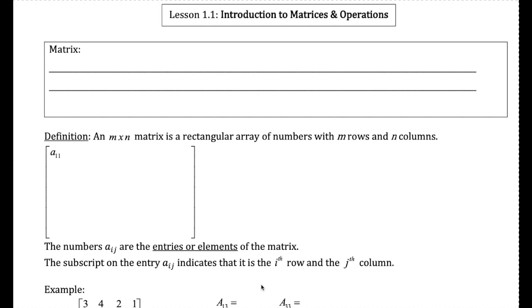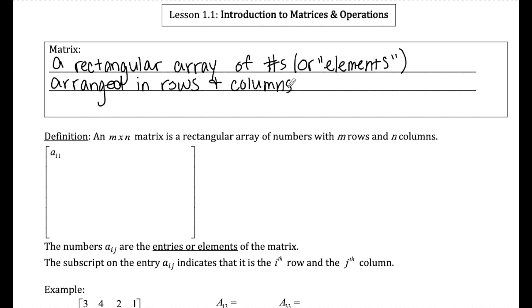Hey guys, today we're going to be talking about an introduction to matrices and some basic matrix operations. So to start off, let's define a matrix. A matrix is a rectangular array of numbers arranged in rows and columns. An m by n matrix is a rectangular array of numbers with m rows and n columns.